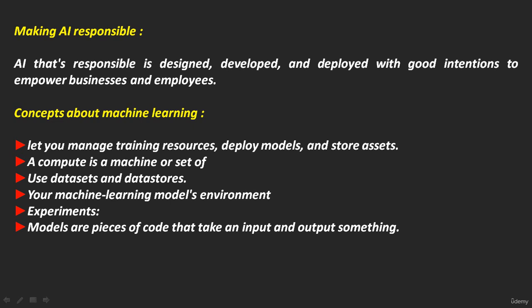Your machine learning model's environment is where it gets trained or scored. Scripts for training and scoring are surrounded by Python packages, variables, and settings. Experiments are a collection of runs from a script. And models are pieces of code that take an input and output something. Select an algorithm, feed it data, and tune your hyperparameters to create a machine learning model. This is the process you can understand about creating your machine learning models.